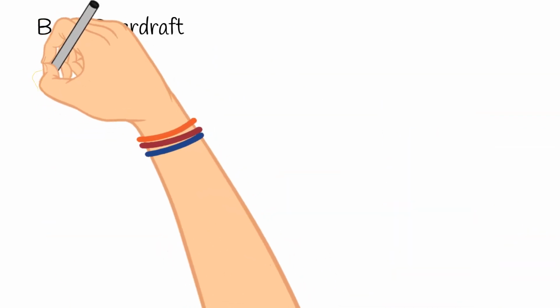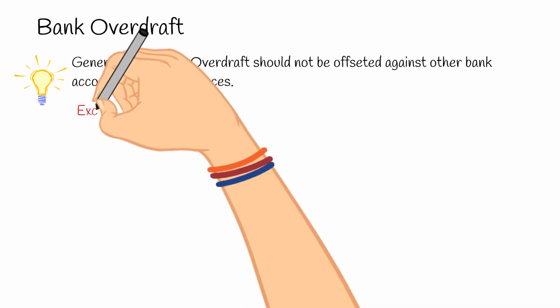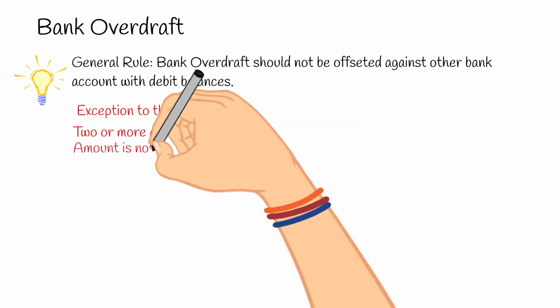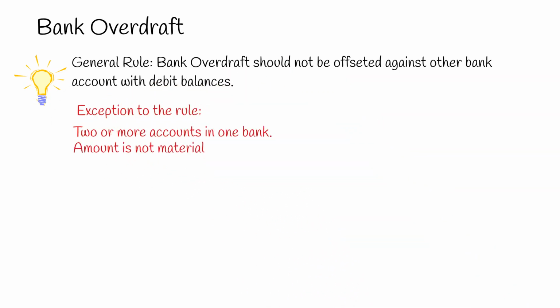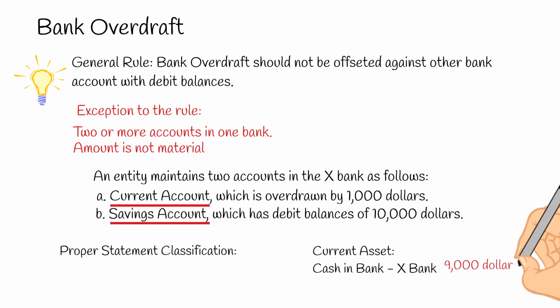As a general rule, bank overdraft should not be offset against other bank accounts with debit balances. But there is an exception to the rule. When there are two or more accounts in the same bank, if the amount of overdraft is not material. Using the given example, this time the company has two accounts in X bank. In this case, offsetting is allowed. Therefore, the amount to be reported under current asset is $9,000, the net amount.